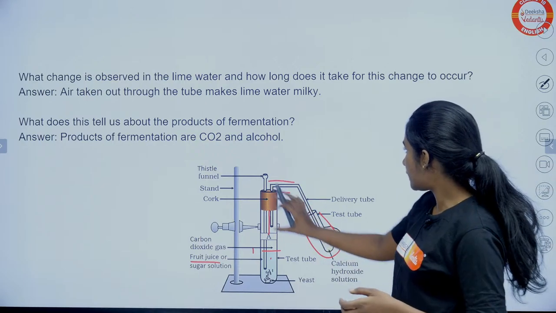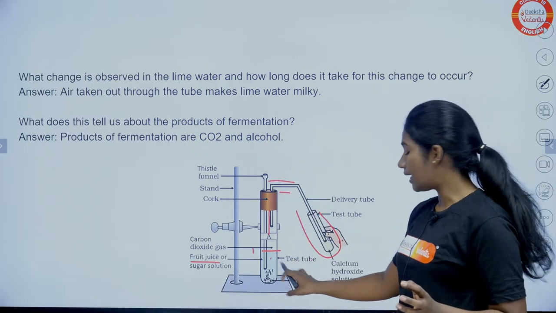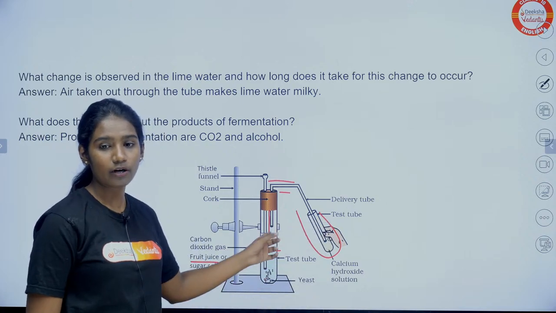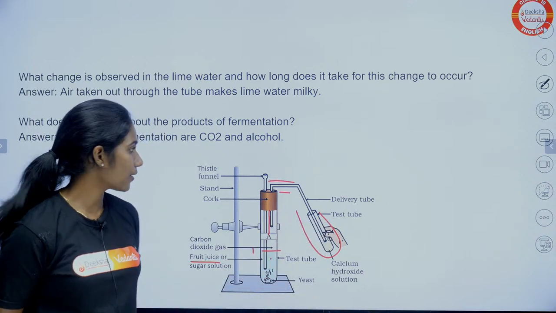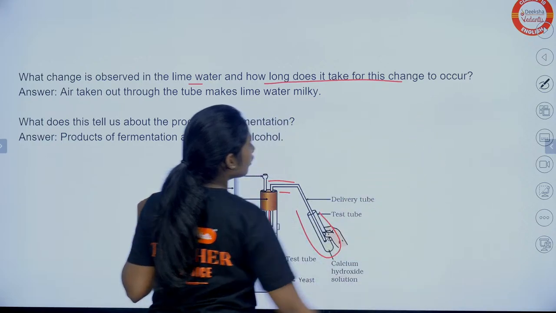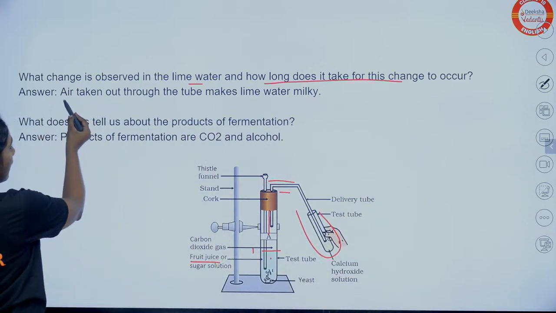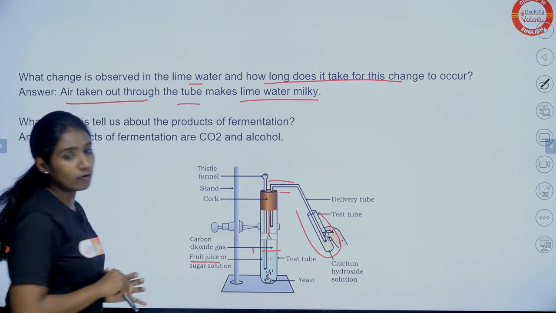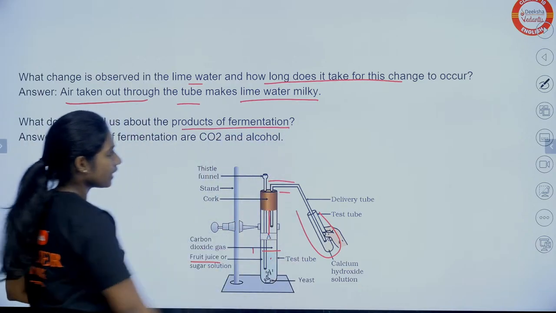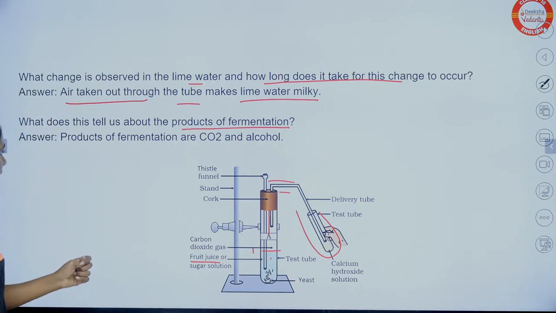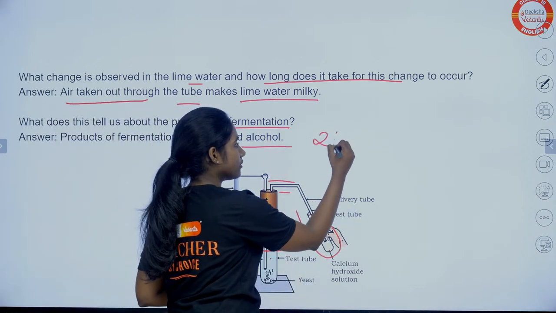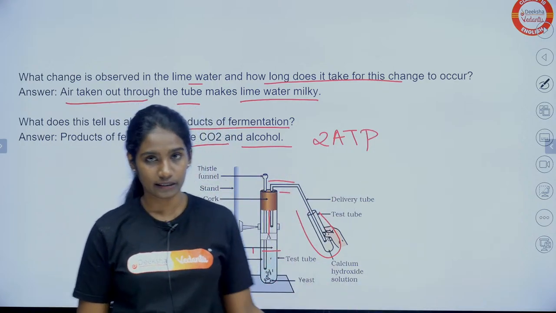So, this experiment also proves that anaerobic respiration is taking place in the yeast, carbon dioxide is released, and when that carbon dioxide gets mixed with the lime water, it turns milky. Okay? Clear with that? So, what's the question? What change is observed in the lime water? How long does it take for this change to occur? The air taken out through the tube makes the lime water milky. Then, what does this tell us about the product of fermentation? Anaerobic respiration is taking place in the yeast cell, so carbon dioxide and alcohol are released. Along with that, two molecules of ATP are also produced, which is utilized by the yeast cell.